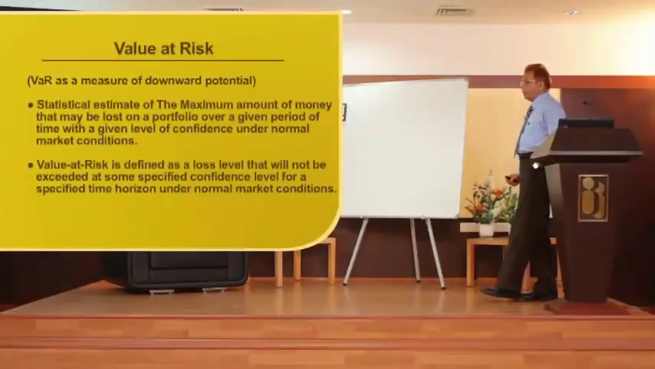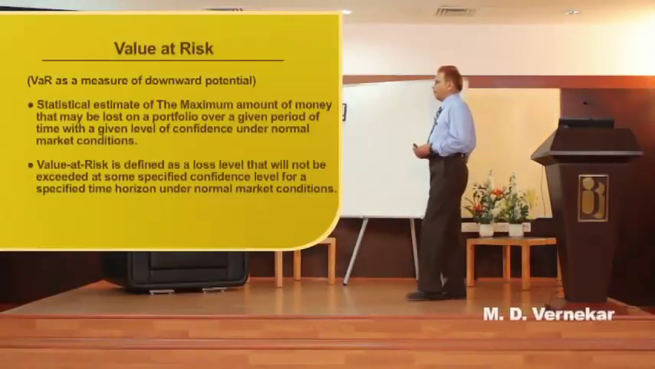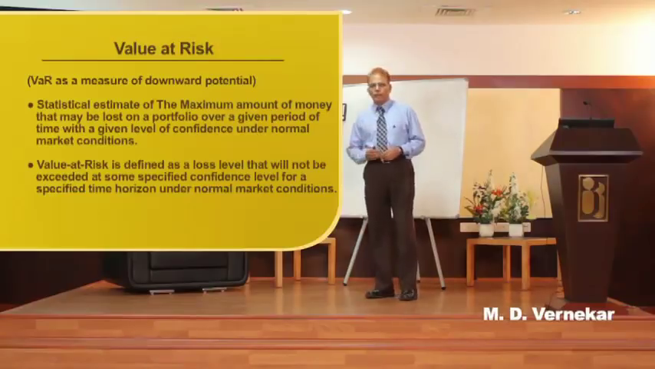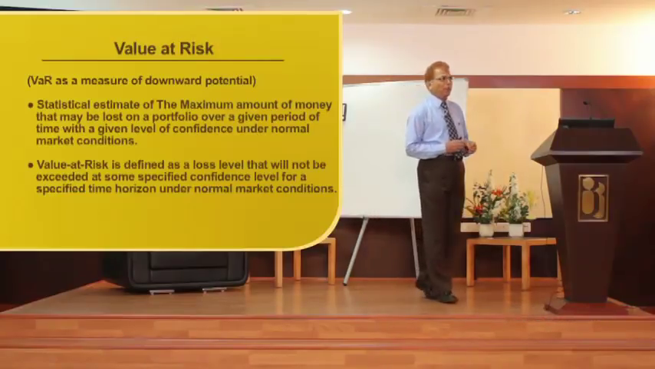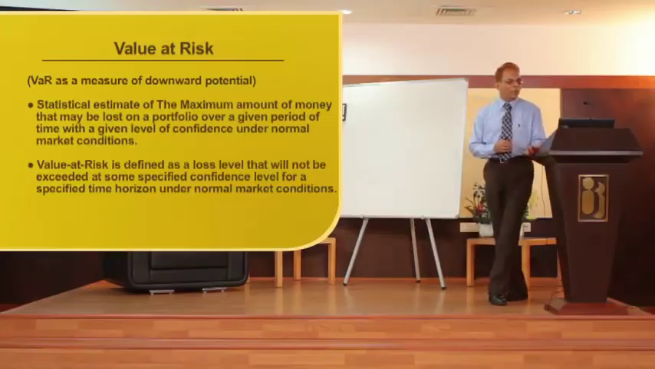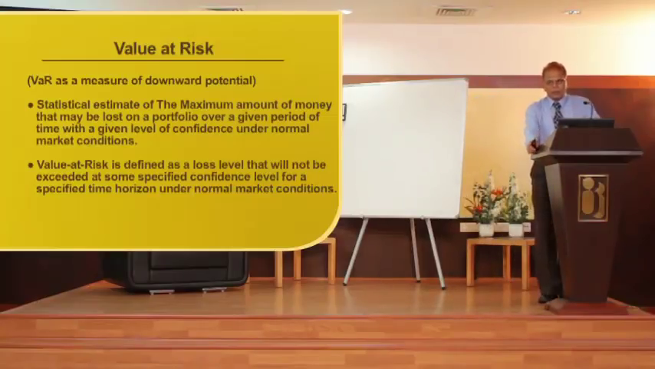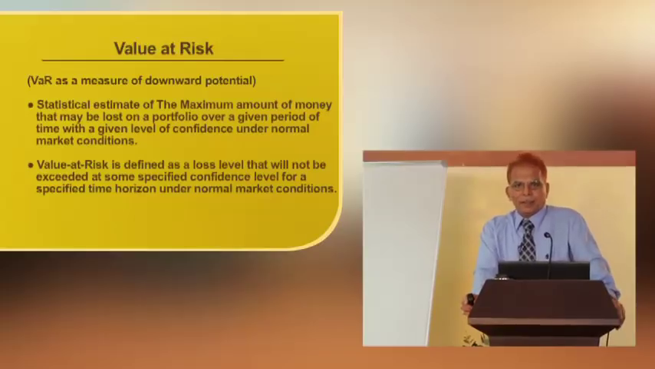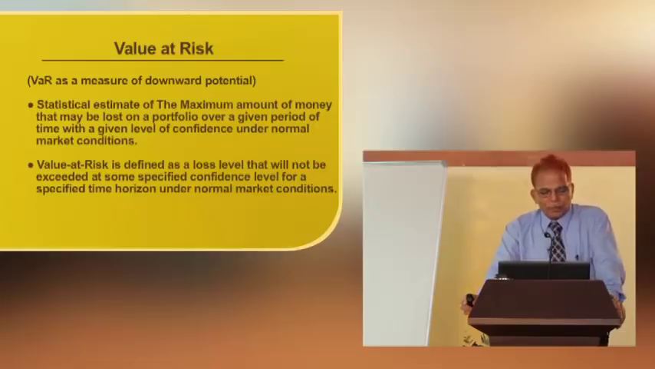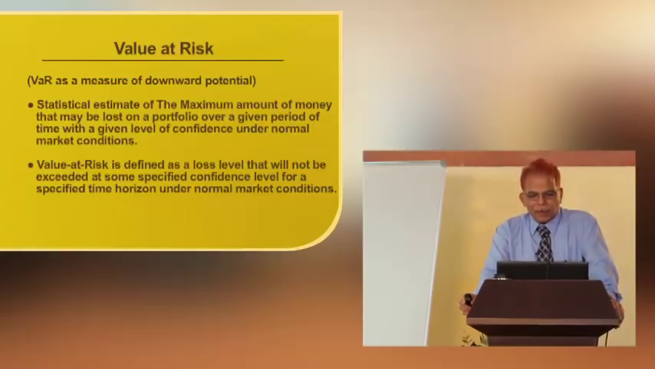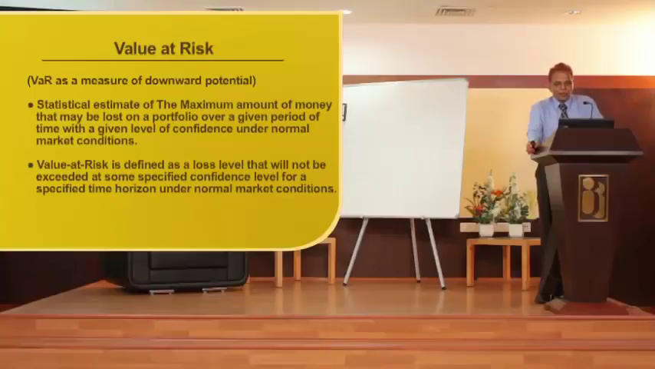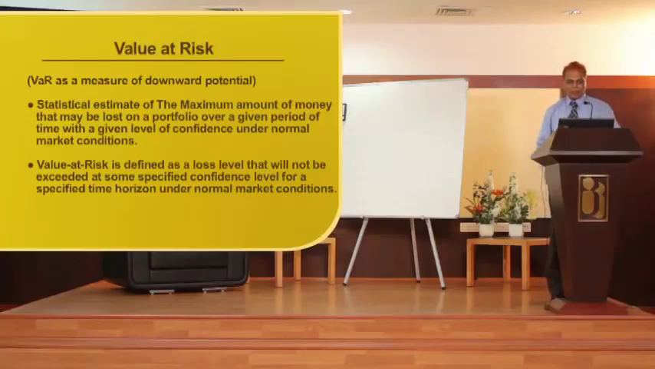Now let us see an important measure of market risk, that is value at risk, which basically measures the downward potential of any position. Value at risk is an advanced methodology to measure market risk because it uses the price sensitivity and also the probability. So value at risk is a statistical estimate of the maximum amount of money that may be lost on a portfolio over a given period of time with a given level of confidence under normal market conditions. So the presumption is normal market conditions.